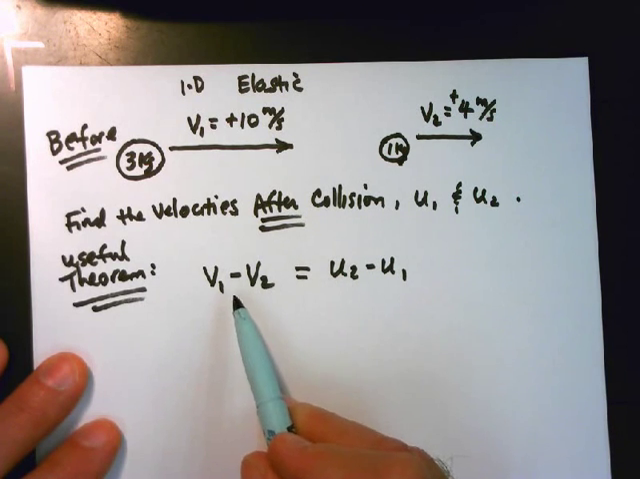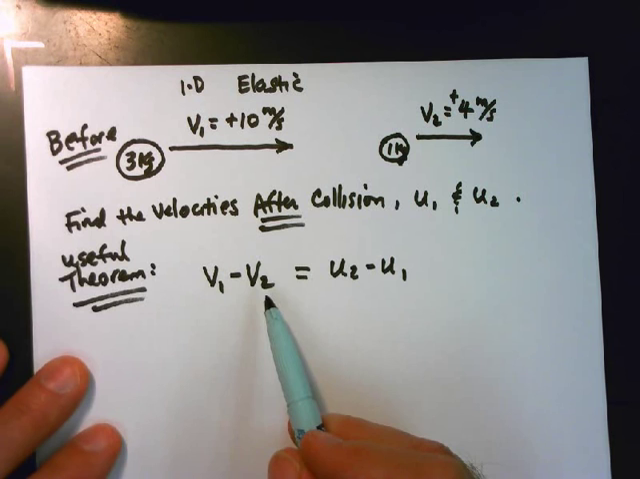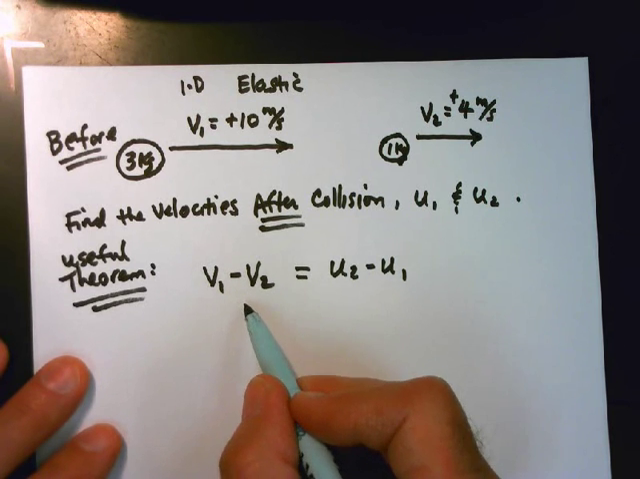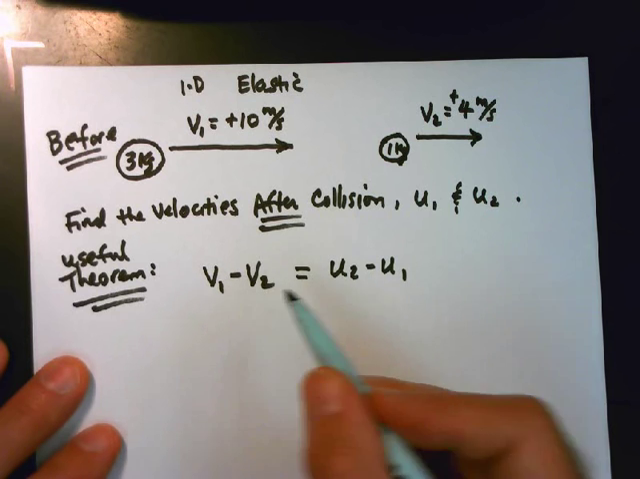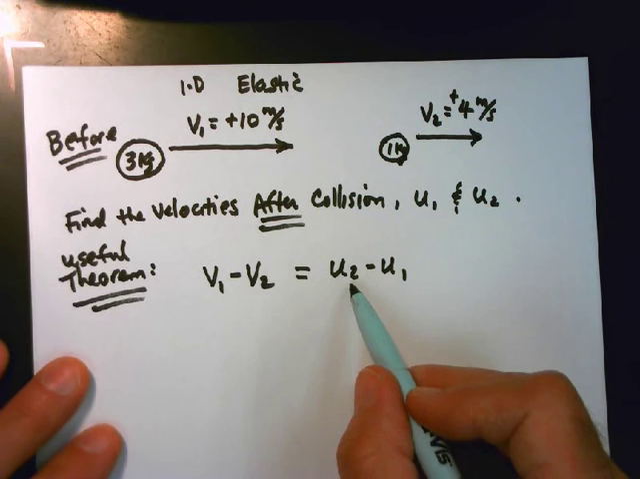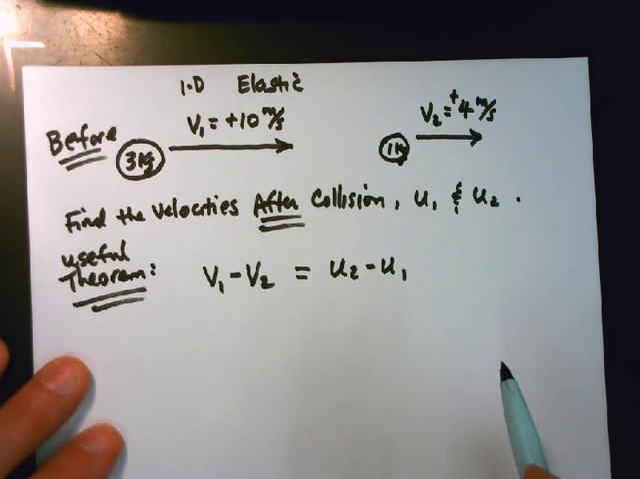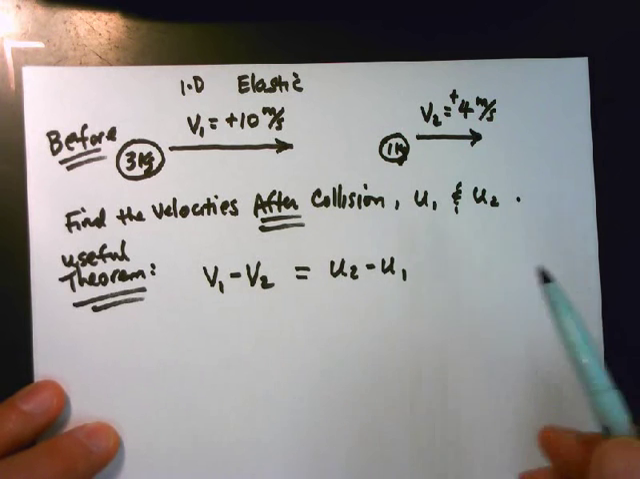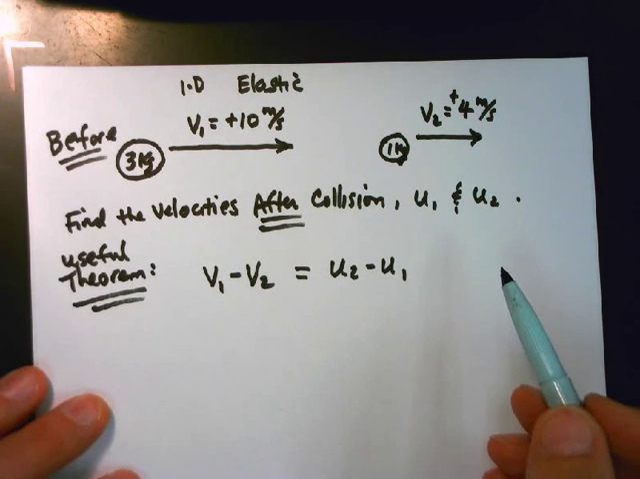Notice how the terms, the 1 and 2's, are switched. The relative velocity before is v1 minus v2. The relative velocity after would be u2 minus u1. So they're switched, which is what we had originally in the derivation.